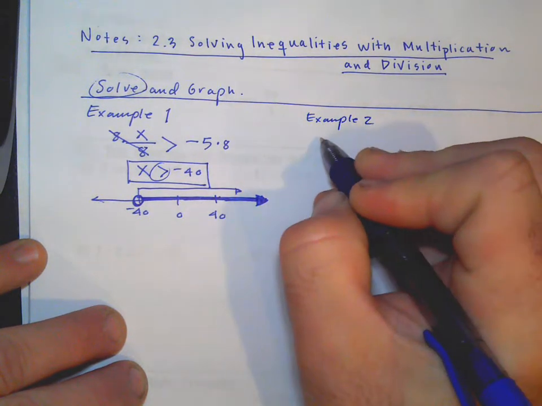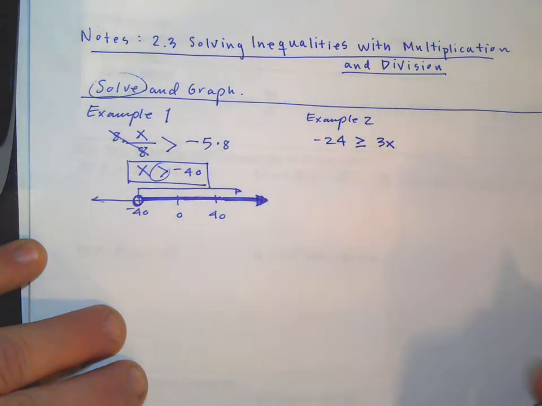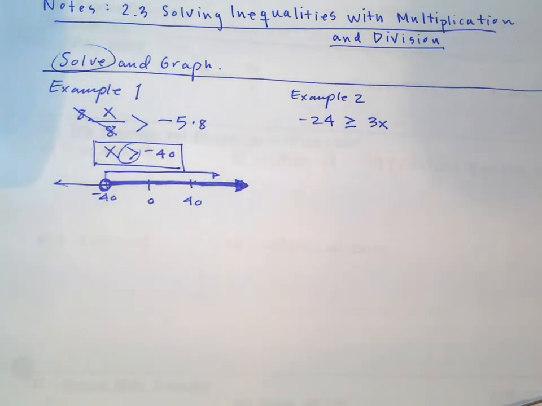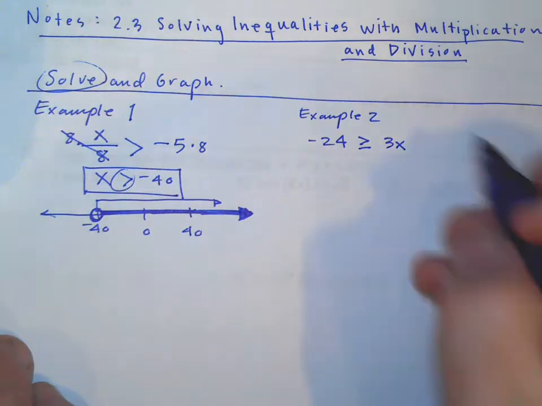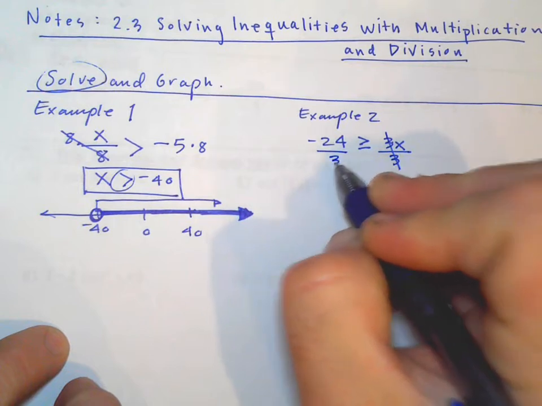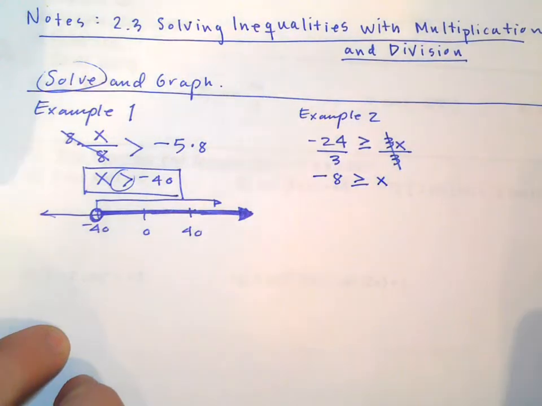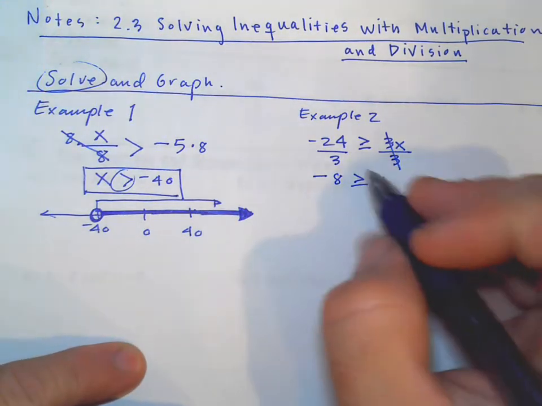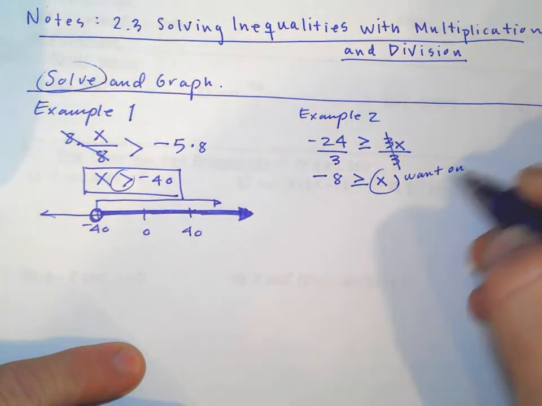Example 2, -24 greater than or equal to 3x. So if you need to, you can pause the video, rewind it if you need to. Okay, so now we want to get x by itself. It's being multiplied by 3. So we divide by 3. So we get -24 divided by 3 is -8, greater than or equal to x. Now, while this is true, this isn't the best way to write it. We want x on the left when we're done.